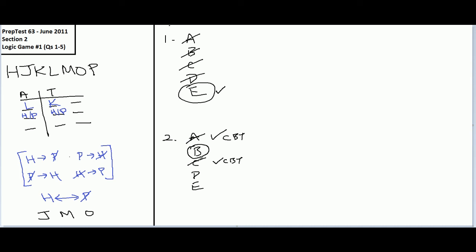For the record, I'm using these check marks to indicate could be true, and therefore not the correct answer. How about D? H and J are both appointed to trial. Well, we put H here, we put J here, we put P here, and then the rest of them can go wherever. So this one also could be true, so get rid of it.